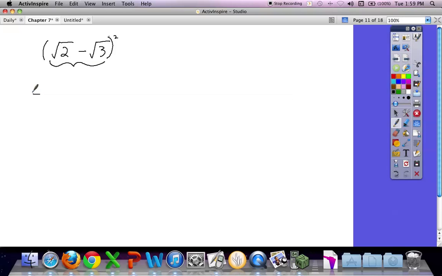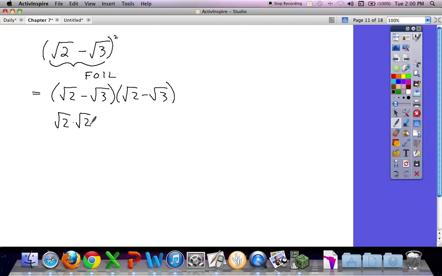Now, we need to rewrite this as the square root of 2 minus the square root of 3 times the square root of 2 minus the square root of 3, because that's what it means to square something. Okay, now the process to multiply is the same process that we've used to multiply binomials in the past, FOIL. So first we will multiply the first terms, the square root of 2 times the square root of 2.